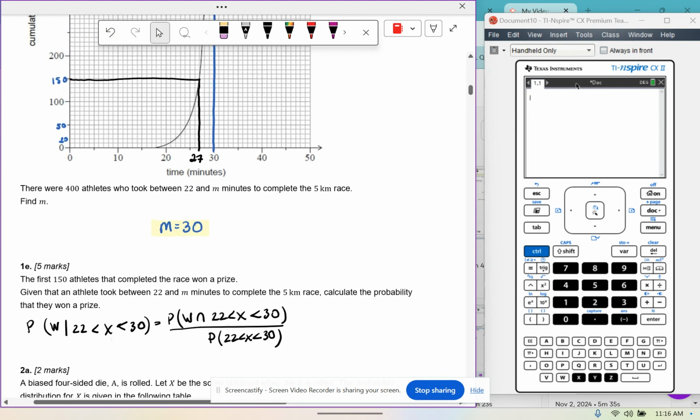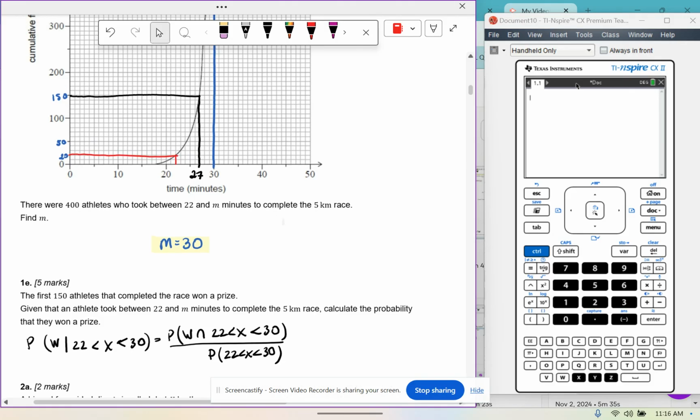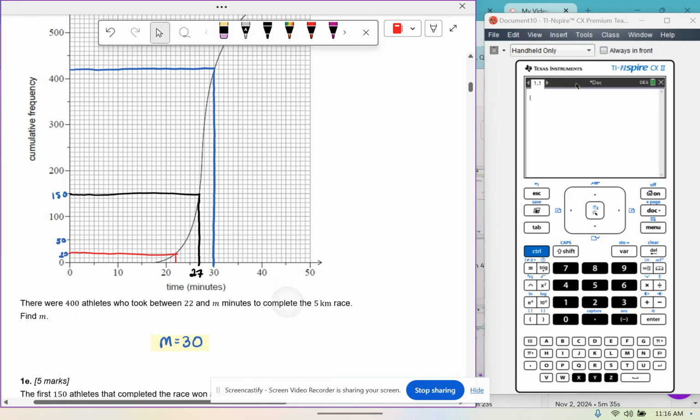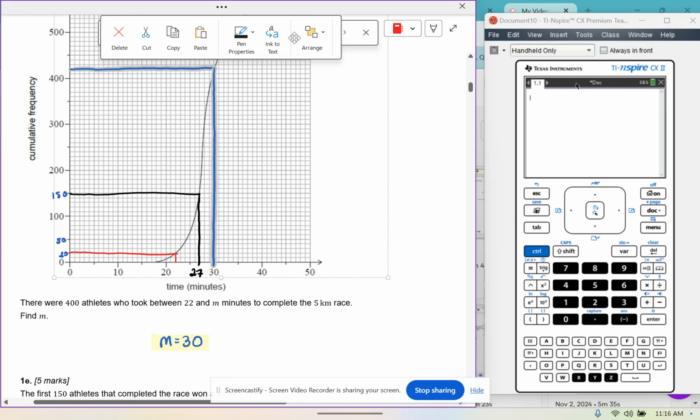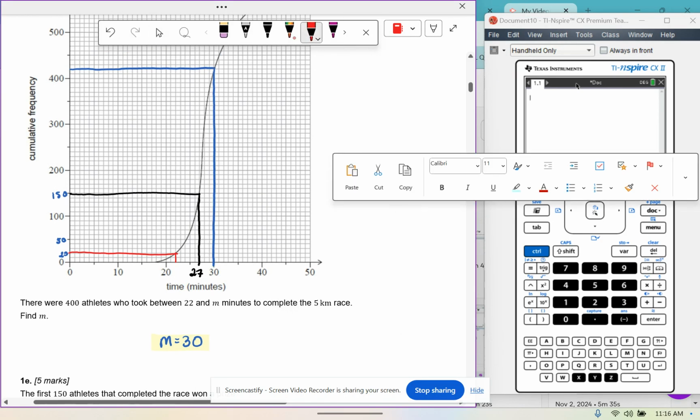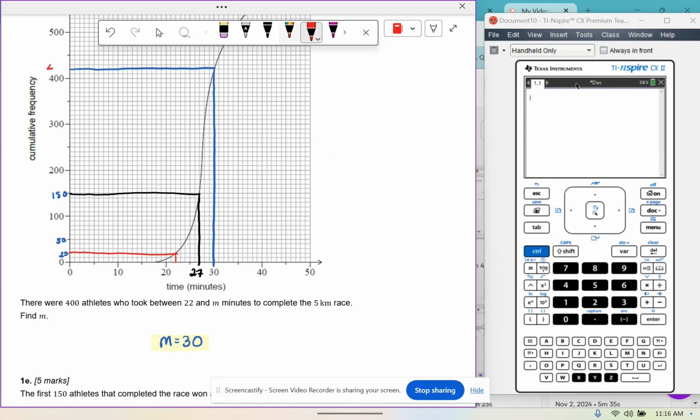So we also want to find between 22 and 30. So 22, people who finished at 22 minutes, that's going to be right over here. So that was 20 people. And then 30, we found above, that's going to be all the way up to 4, what is this counting by? 10, 20, 30, 40, 50. Okay, so it's counting by tens. Okay, so 420.